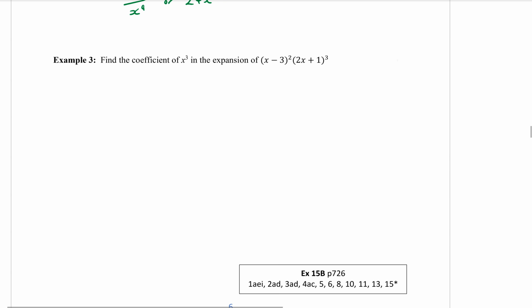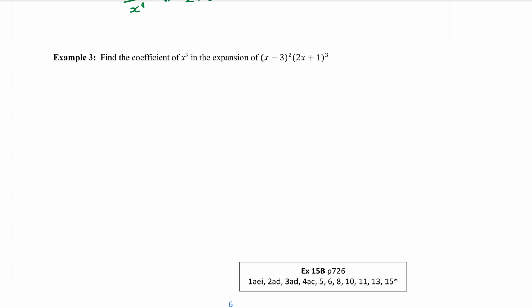Question 3. Find the coefficient of the x cubed in the expansion of (x minus 3) squared times (2x plus 1) cubed. So we did one similar to this in our last exercise. First of all, I want to expand out (x minus 3) squared. That's just a normal power of 2. We can expand that with our short method.